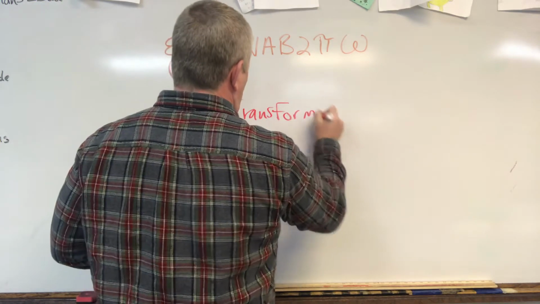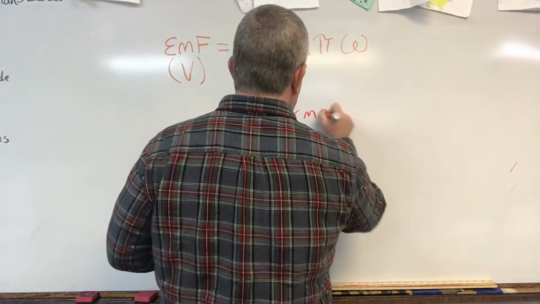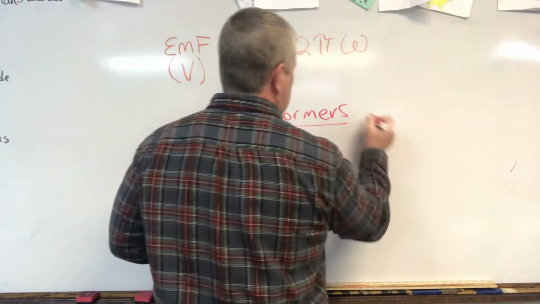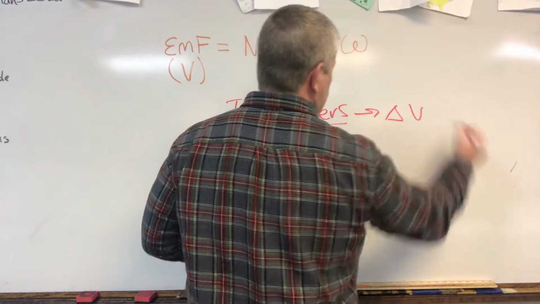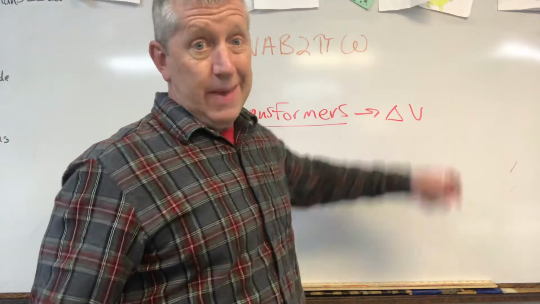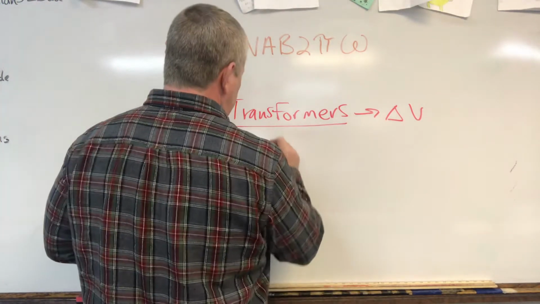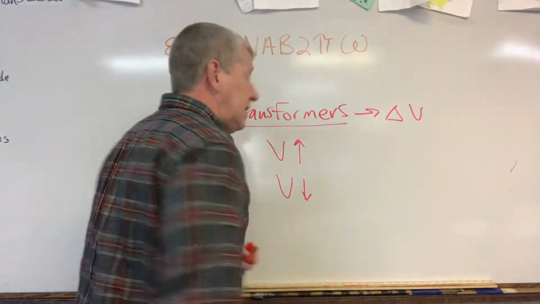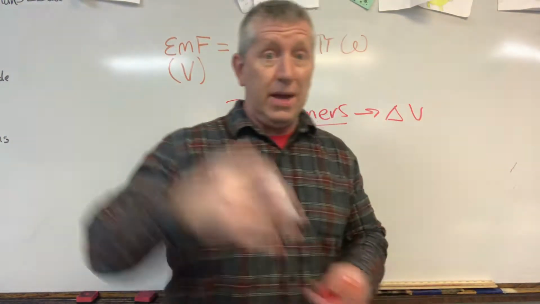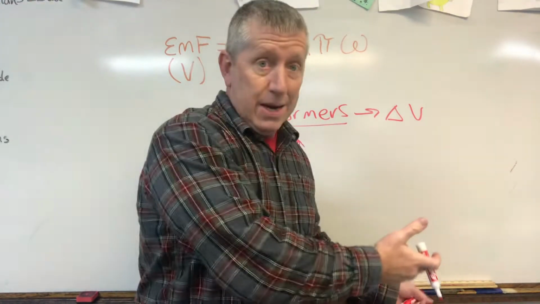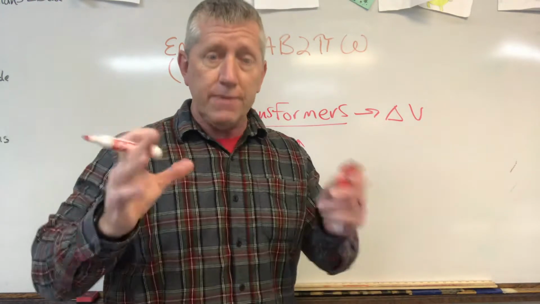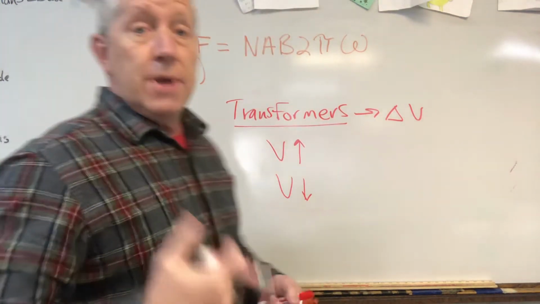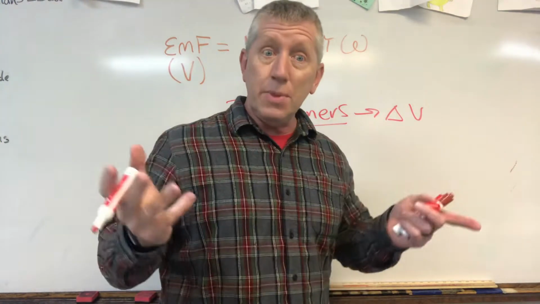So transformers, robots in disguise. They change voltage. They delta V. That's what I'm talking about. Delta V. Changing that voltage. Now, you can increase voltage or you can decrease voltage. Sometimes you need voltage to be decreased. Again, you can't use 10,000 volts in an outlet. It has to be 120. Devices are made for 120 volts here in America. Or sometimes you need to step up the voltage.